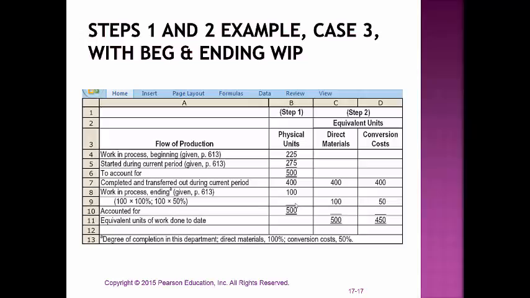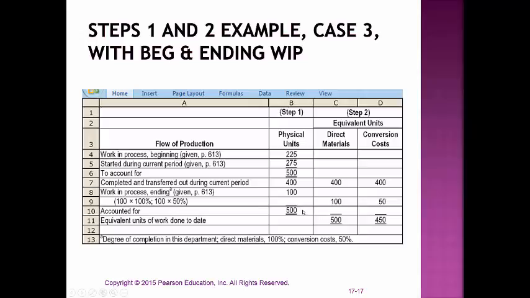Again, having that assumption that all direct materials are being introduced into the process when the units are begun. As to direct materials completed and transferred out during the current period, they, of course, have 100% of their direct materials. So 400 times 100% equals 400. They are also complete as to conversion. So 400 units times 100% equals 400 equivalent units as to conversion cost.